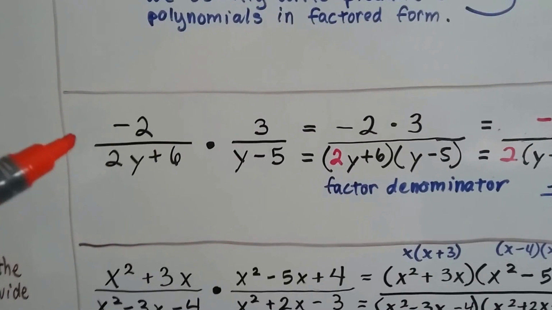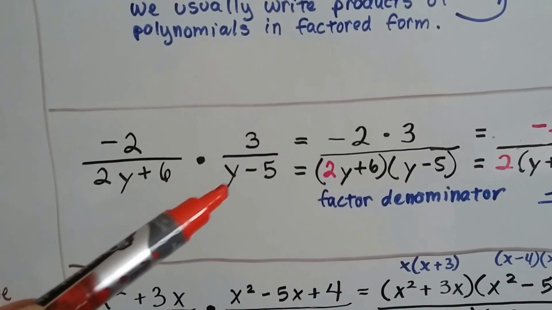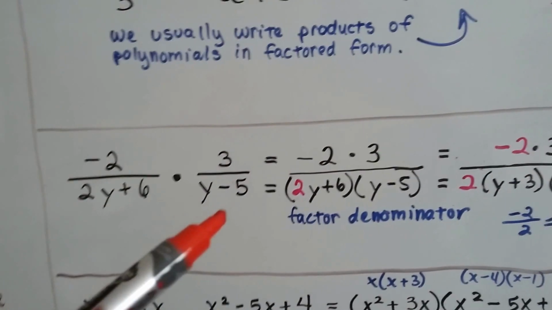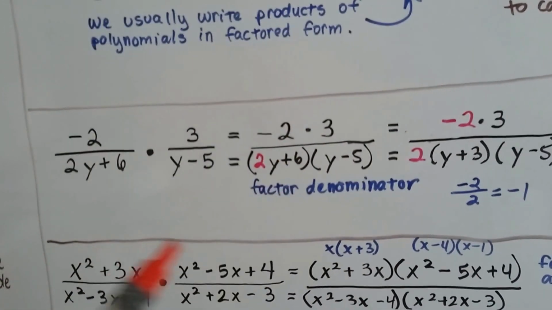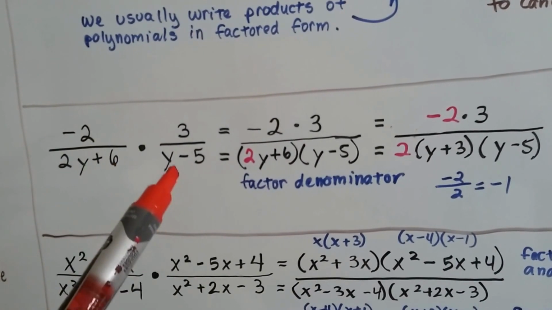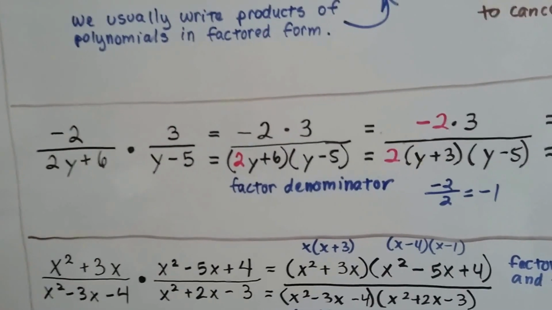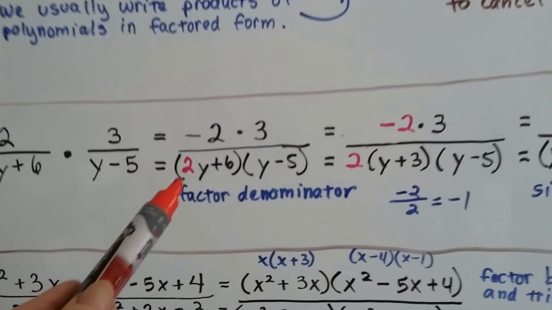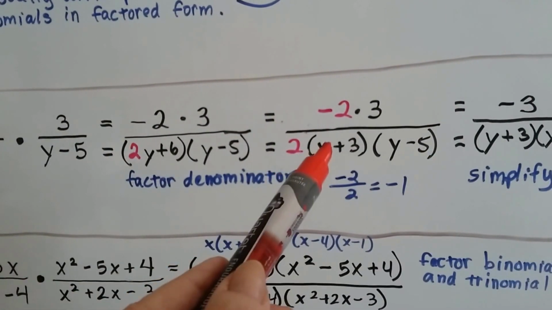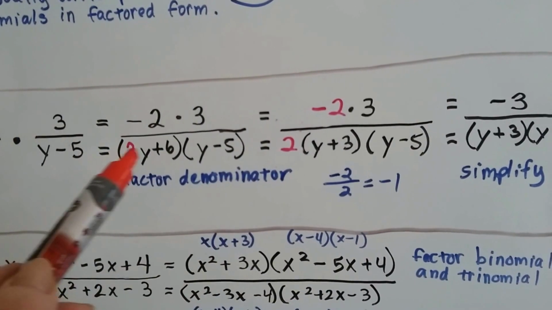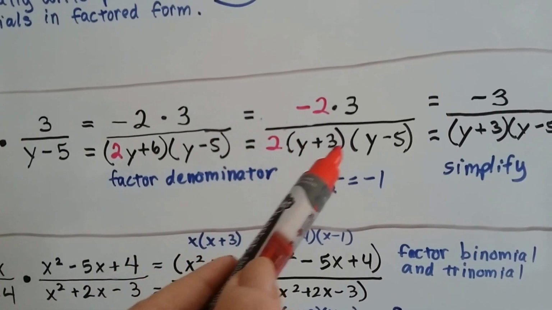All right, so now we have this example. We have negative 2 over 2y plus 6 times 3 over y minus 5. We draw our long fraction bar, and we put our negative 2 times 3 on the top, and on the bottom we put these in parentheses times these in parentheses, see? We just copied it over and put them in parentheses. Now we can factor this denominator with the 2 in it. Nothing else can be factored. So this can become 2 times y plus 3, see? The 2y plus 6 becomes 2 times y plus 3.